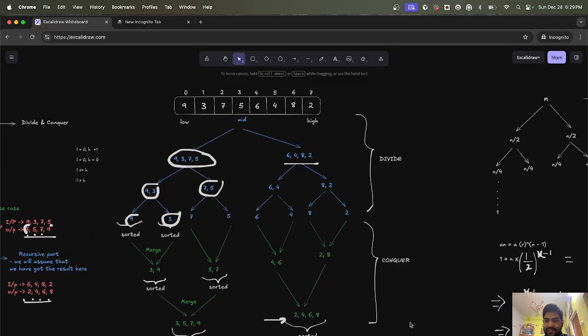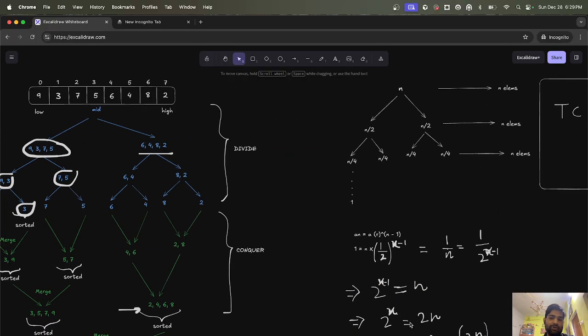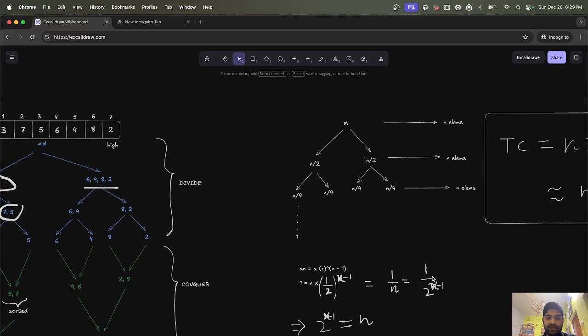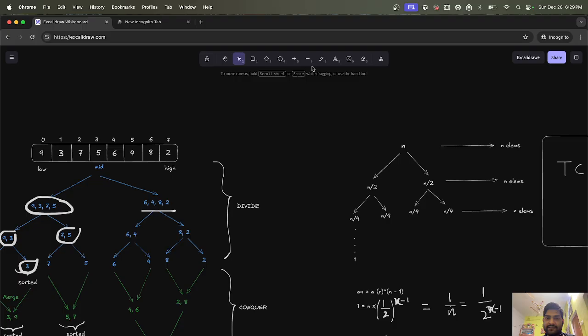Now, one thing I would like to mention is the time complexity. What will be the time complexity of this particular algorithm? Let's analyze it very thoroughly. I'm assuming that this particular array has n elements. Let's generalize it to get the time complexity. So we have n elements.